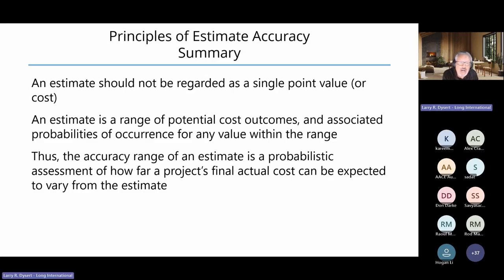We need to define what that range of values is and how significant that range of values may be, especially as we get to the tail of the high side values. But that accuracy range is just this probabilistic assessment of how far the actual cost may vary from our estimated cost.